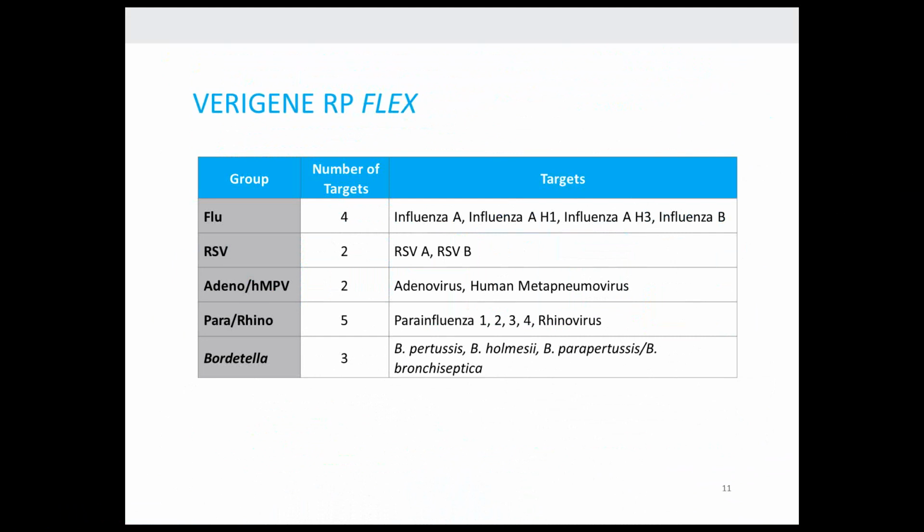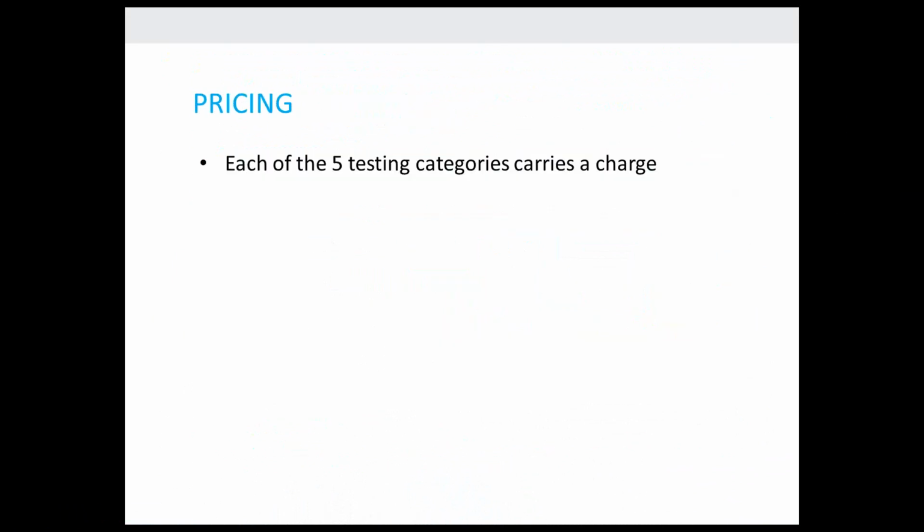The VERIGENE RP Flex offers 5 different groups, and each of those has several different targets. One nice thing about the influenza, for instance, is it does have the H1 and H3 breakdown still, so that's a good help. The parainfluenza offers 1 through 4, so it's good to have that breakdown of all 4 parainfluenza viruses, and the pertussis offers the breakdown of those various Bordetella tests.